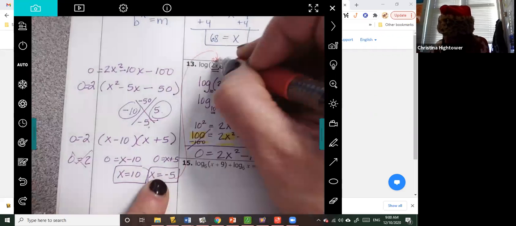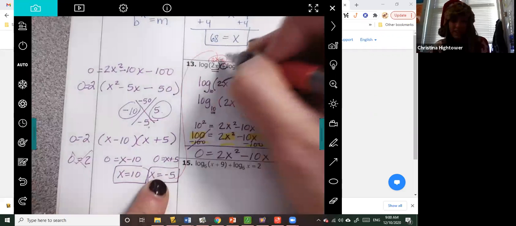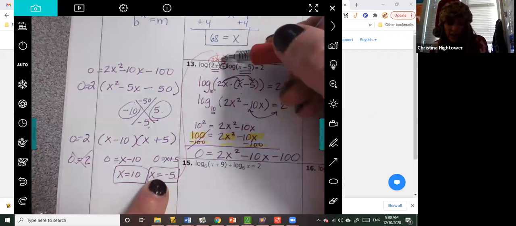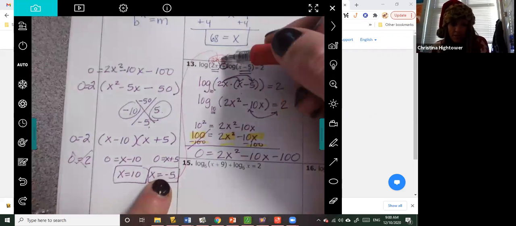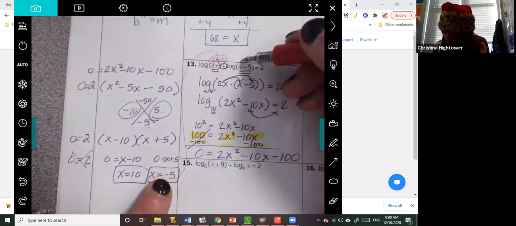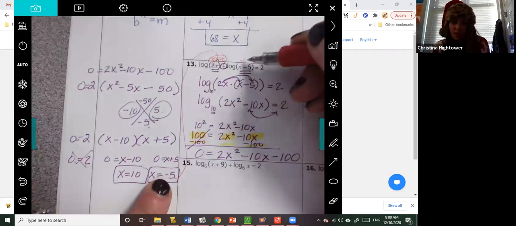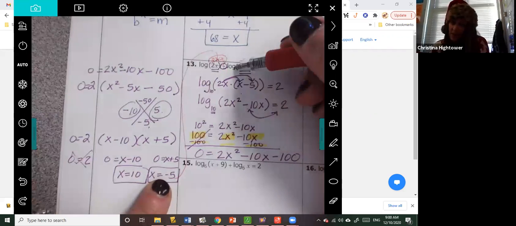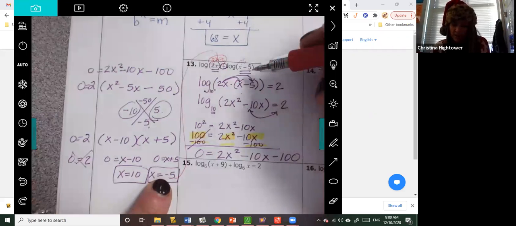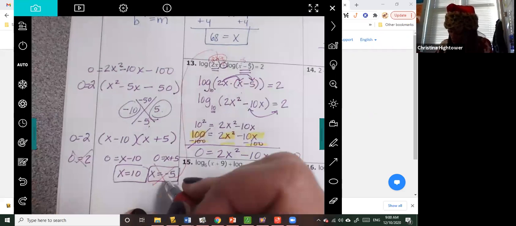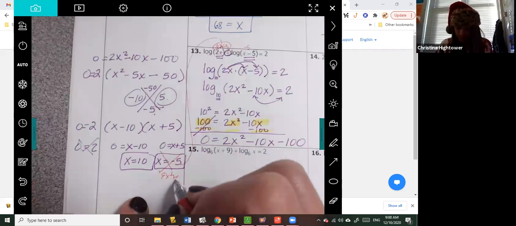2 times negative 5. No, because you would get a negative 10 and you can't take the log of a negative number. Okay, same thing here. If I put the negative 5 in right there, that would give me the log of negative 10, and that does not work. So this one right there, that is extraneous. So just put extra. Okay.